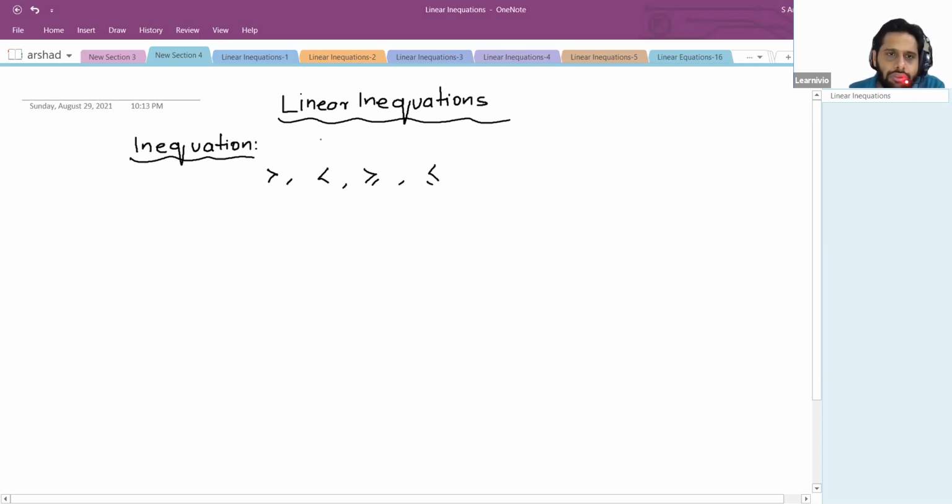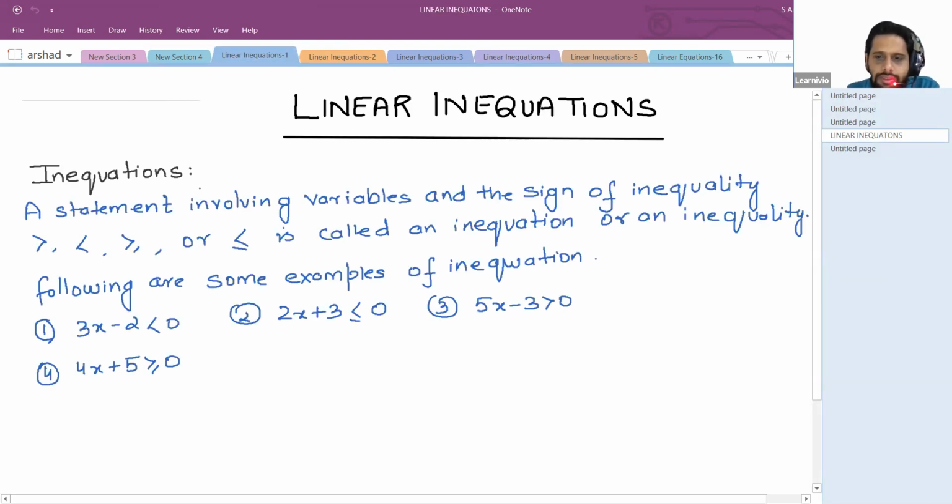Okay. So for example, 2x plus 3 greater than or equal to 0. So this is an example of an inequation. So what is an inequation? It is a statement having a variable and the sign of inequality. These are some signs of inequality: this is greater than, this is less than, this is greater than or equal to, and this is less than or equal to. So please note down this definition and then we will start the next topic.